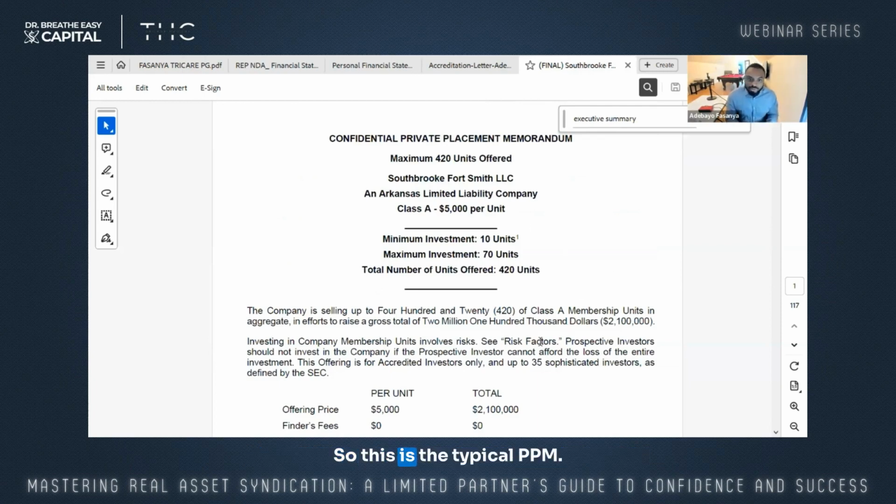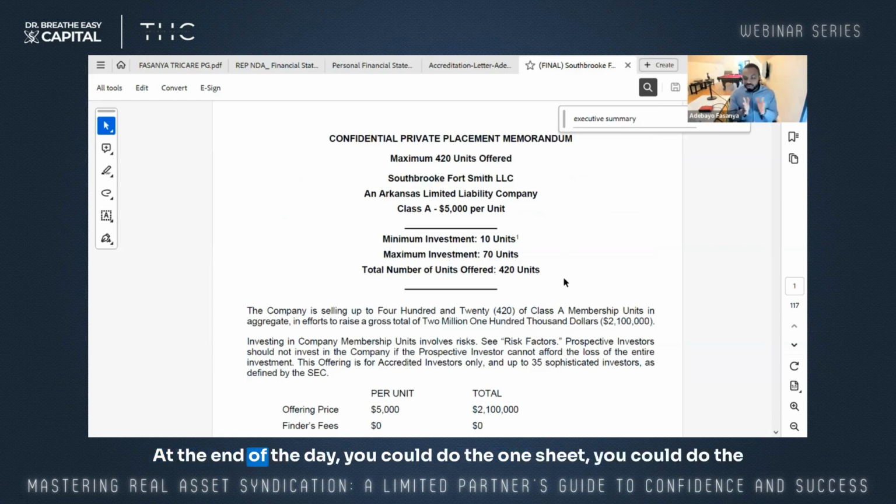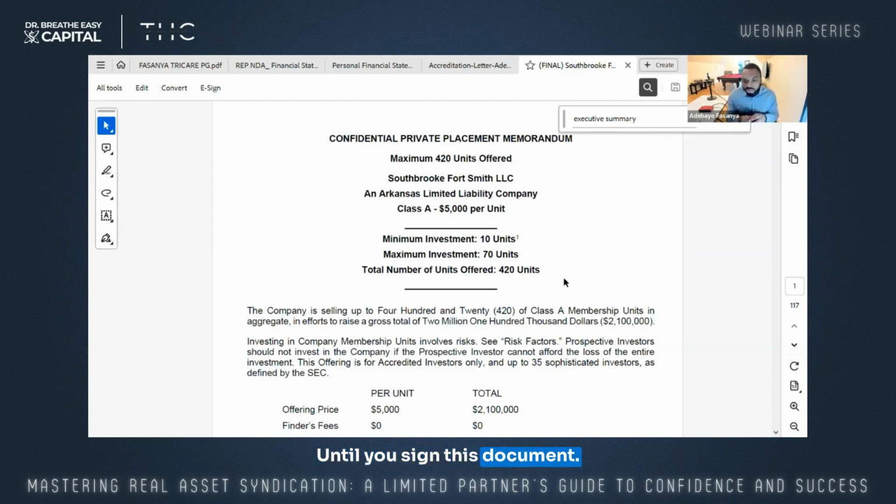Okay, so this is the typical PPM. At the end of the day, you could do the one sheet, you could do the slide deck, you could even reserve, but none of it is legal until you sign this document. This is the main document. This is the legal document that binds you and this deal. So this is very important.